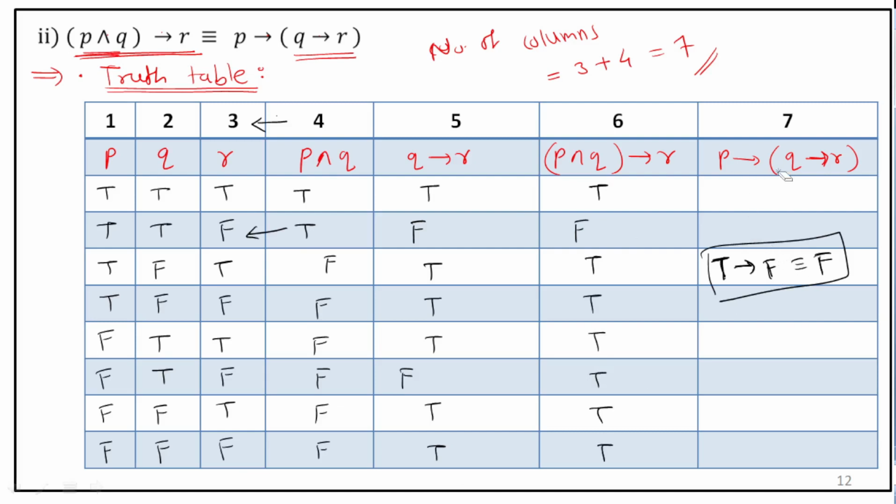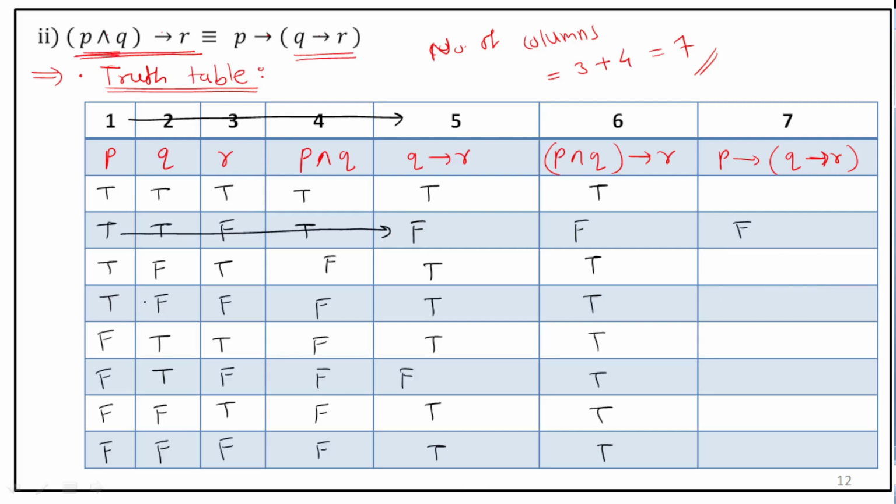And the last one, P implies Q implies R, means column number 1 implies column number 5. Here P implies Q implies R. Again true implies false is false. T implies T. Here T implies F is F. T implies T, T implies T, F implies T, F implies anything is true. Only this one is false and the remaining are all true.